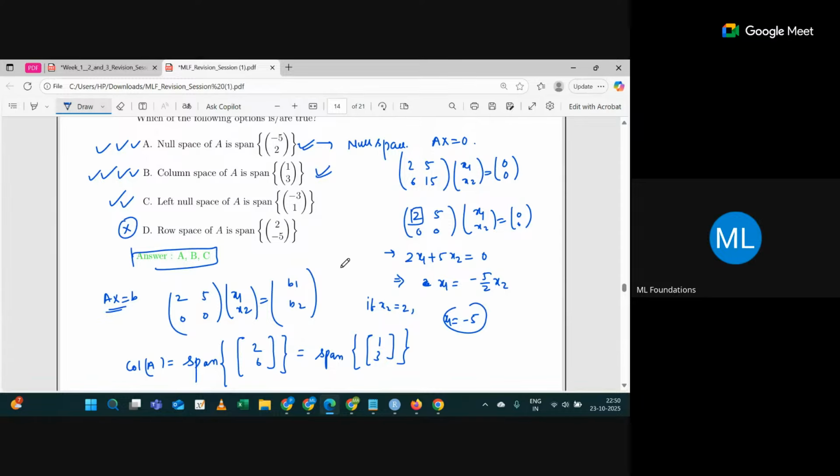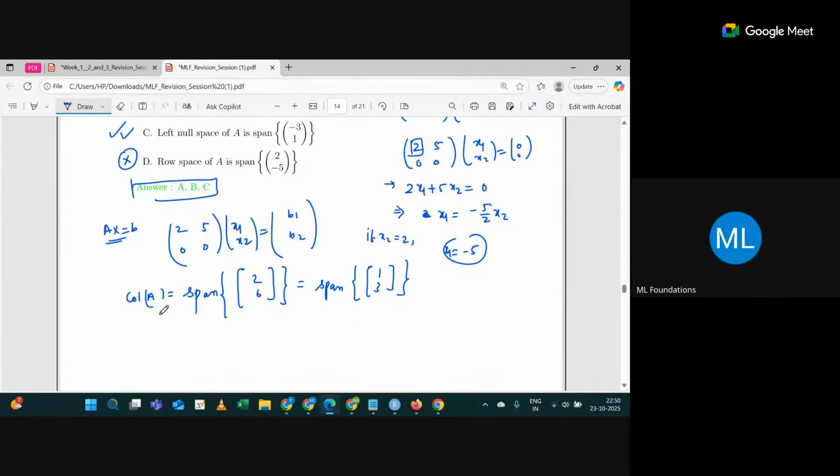Spanning means what? Covering the whole vector space. What is the meaning of span? After multiplying or adding, we can get any vector. So all the linear combinations of the set, right? All the linear combinations of those vectors, correct? So if you see 2, 6, what else can you write? 2 times 1, 3, right? Understood, right?